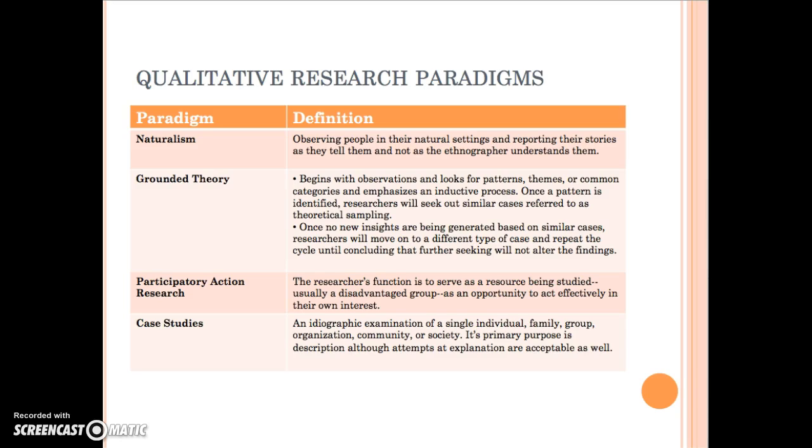Grounded theory begins with observations and looks for patterns, themes, or common categories, and emphasizes an inductive process. Once a pattern is identified, researchers will typically seek out similar cases, referred to as theoretical sampling. Once no new insights are being generated based on similar cases, researchers will move on to a different type of case, and repeat the cycle until concluding that further seeking will not alter these findings.